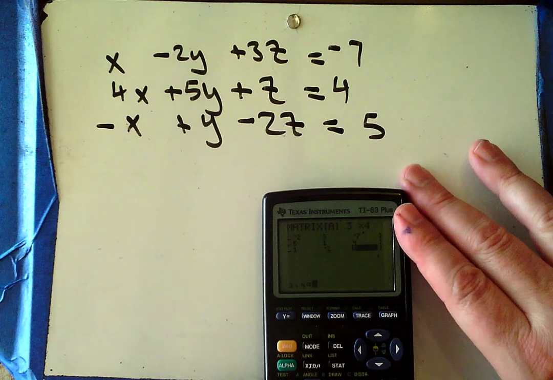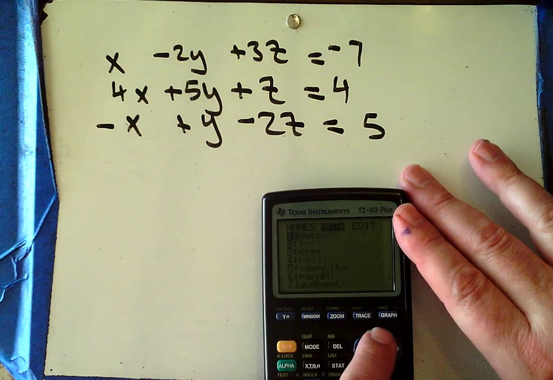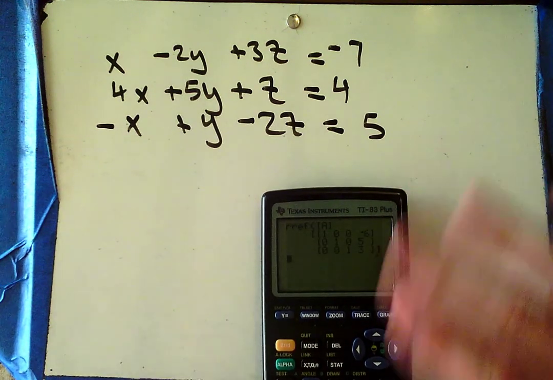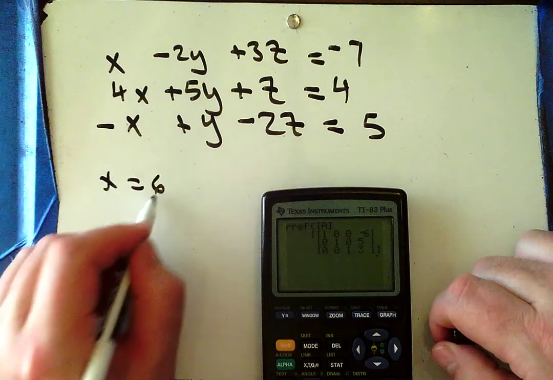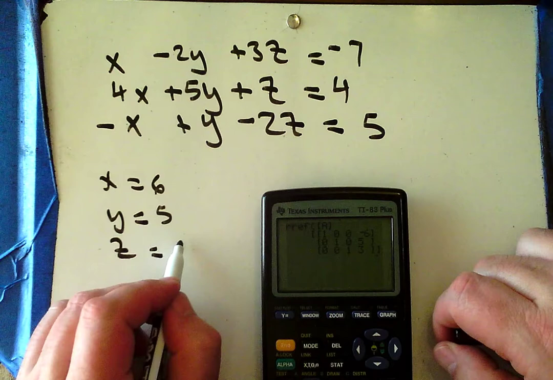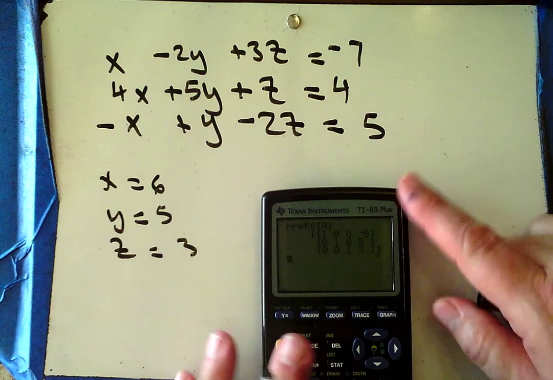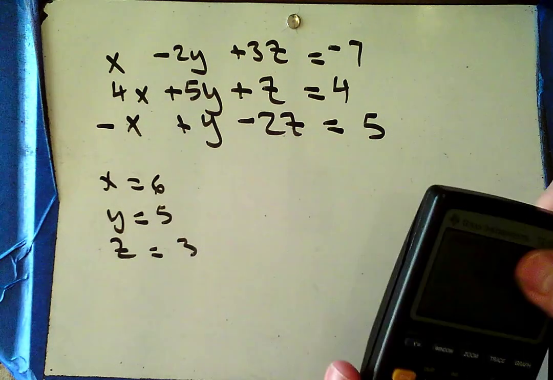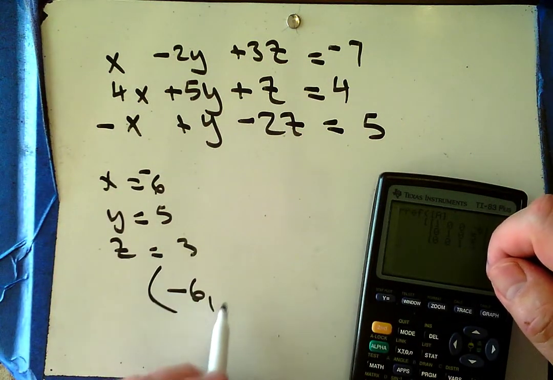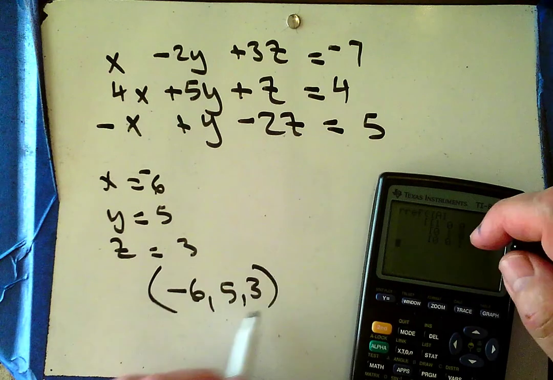You have to quit out. That's going to be a 5. You have to quit out and do this on the main screen. Matrix, math, reduced row echelon form for matrix A. And there we go. We've got x equals 6, y equals 5, and z equals 3. Is that a 6 or a negative 6? It's a negative 6. Okay. And so as an ordered triple, negative 6, 5, and 3.